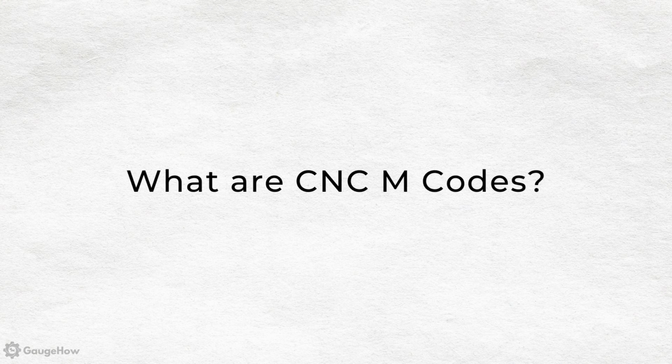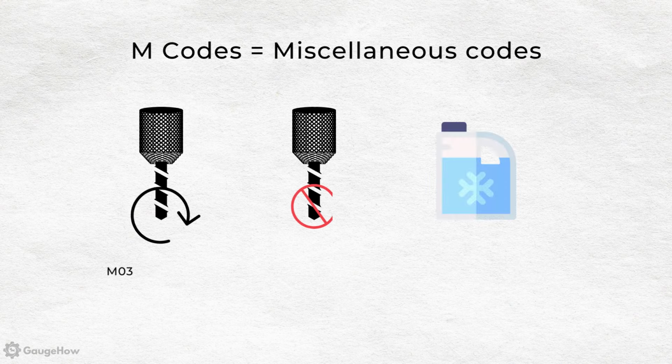Let us now discuss about the CNC M codes. CNC M code stands for miscellaneous codes and these are responsible for controlling various machine functions and auxiliary operations. Let us take certain examples such as M03. So this code is useful to start the spindle. This code initiates the spindle rotation, allowing the tool to cut or shape the workpiece.